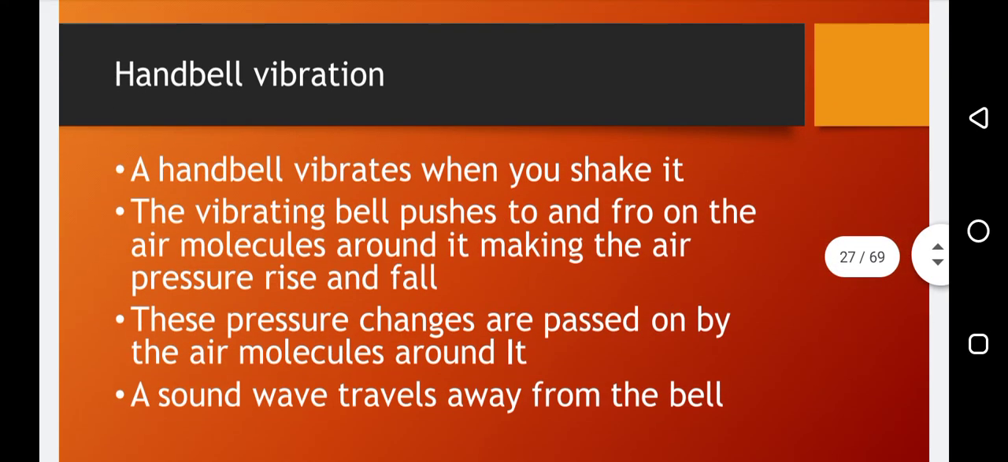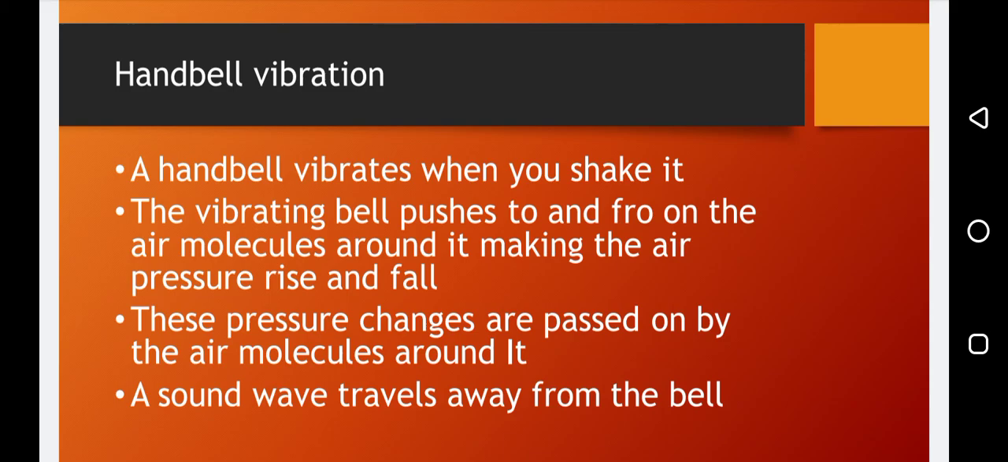Now coming toward the handbell vibration. A handbell vibrates when you shake it. The vibrating bell pushes to and fro, which means forward and backward, on the air molecules around it, making the air pressure rise and fall. Simply, when you shake the bell, it starts vibrating in the backward direction and in the forward direction from its main point.